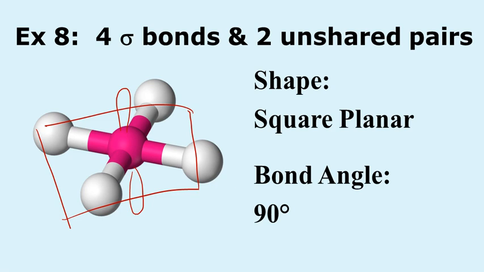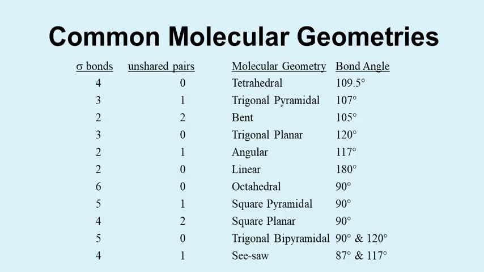And basically, if you determine the number of sigma bonds and the number of unshared pairs in a structure around that central atom, you can figure out its shape and its bond angle. And these are just a few examples. This is a longer list of common molecular geometries, not all of them by any means, but the most common ones. And so we had the ones that we listed earlier, but we also have others like square pyramidal and trigonal bipyramidal. Some of them have some interesting names like seesaw.